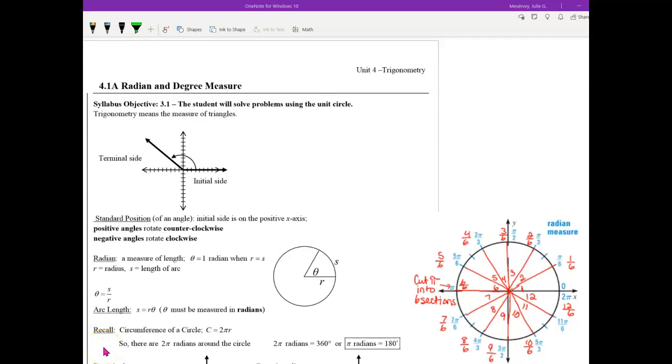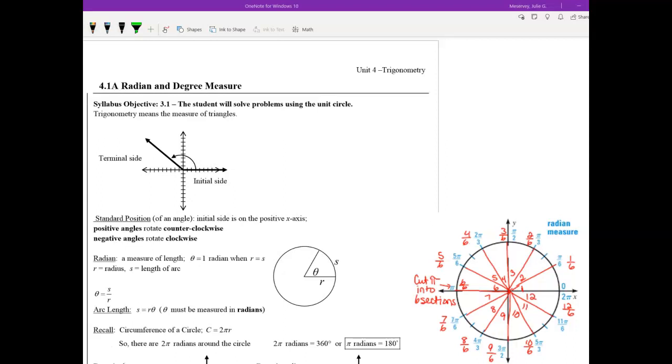Guys, this is 4.1a, radian and degree measure. Today we're starting with trigonometry. Trigonometry means the measure of triangles. Trigonometry was started with the Greeks and navigation. Now it's been applied to many things, including architecture, engineering, sound waves, ocean waves, oceanography, so many applications of trigonometry.